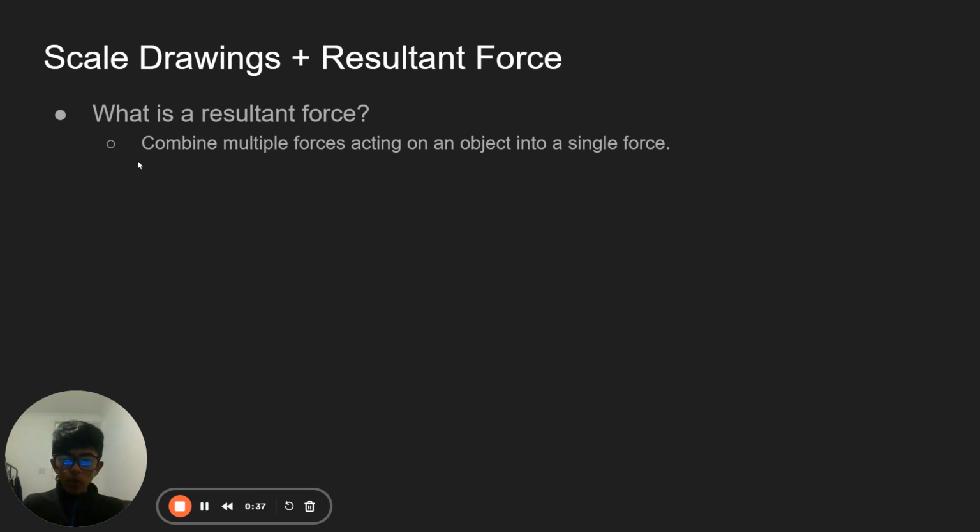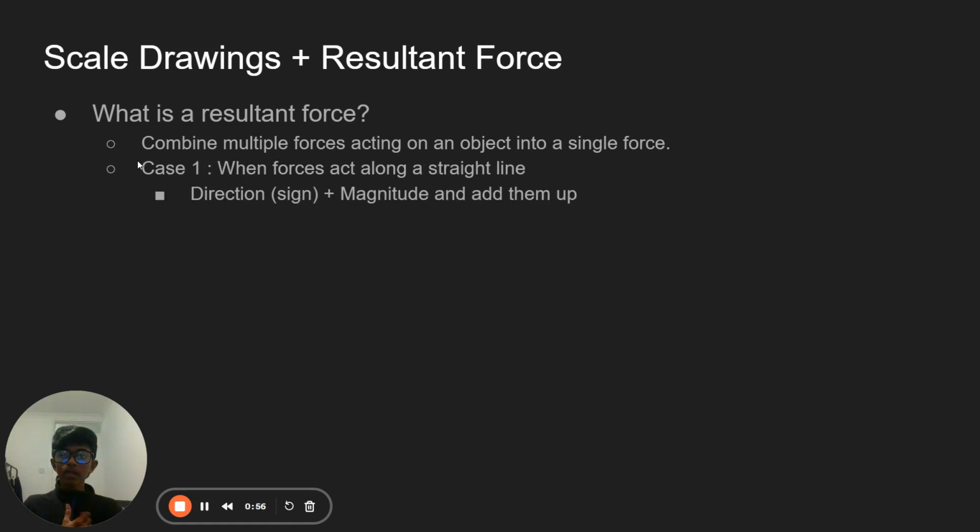Now, forces will not always act along a straight line. So let's take two cases. One in which the forces are all acting along a straight line, and the other in which the forces are acting at angles. Let's take case one, when forces are all acting along a straight line. So please know that in a straight line there can only be two directions. We flag the directions as positive and negative. Then we add the forces up along with their signs. That gives us the resultant force.